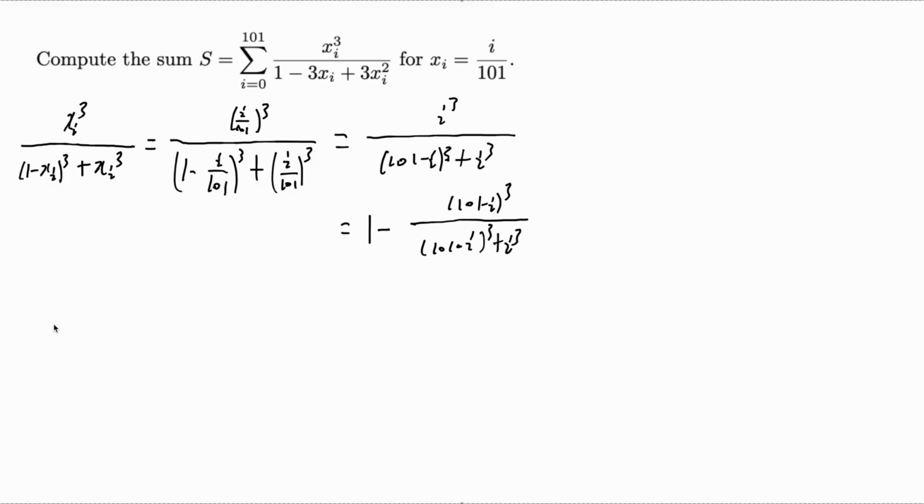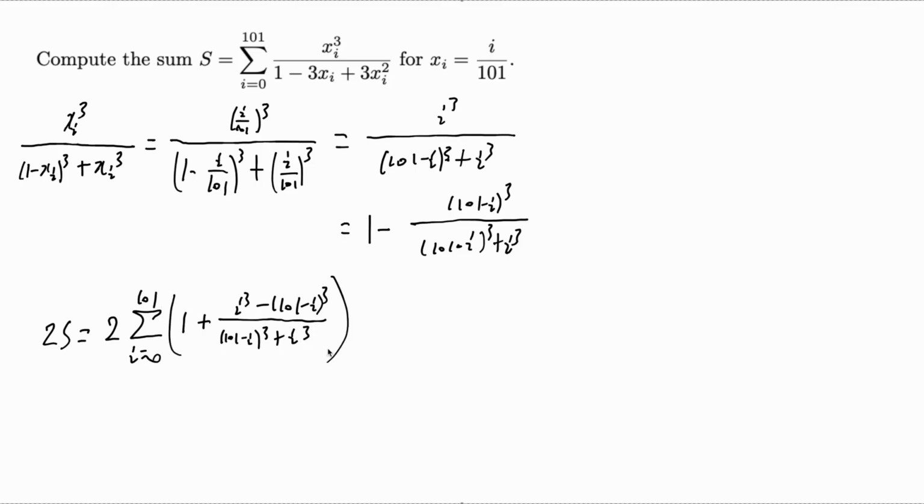So that's why I thought of writing it like this: 2s equals the sum from i equals 0 of 1 plus i cubed minus, and then notice that our denominators are the same. Yes, this is what we can do. And naturally, I think, oh wait, sorry, we should not have 2 here, because we already add them.